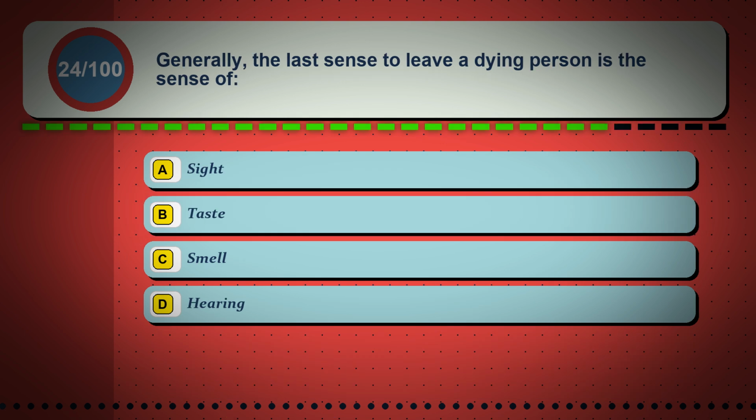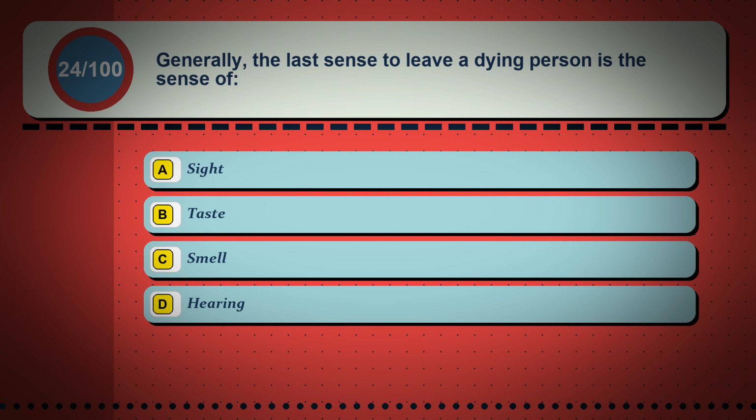Question 24. Generally, the last sense to leave a dying person is the sense of option A, sight, option B, taste, option C, smell, option D, hearing.